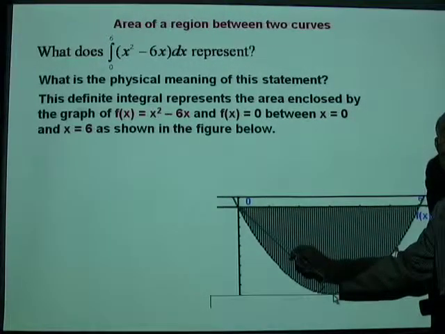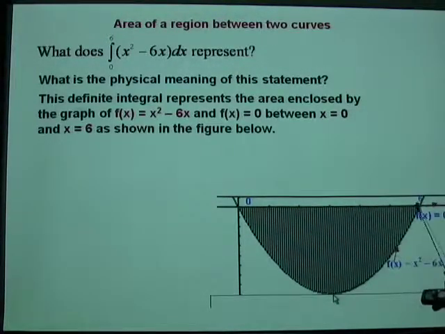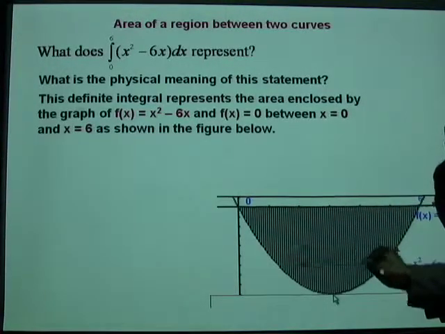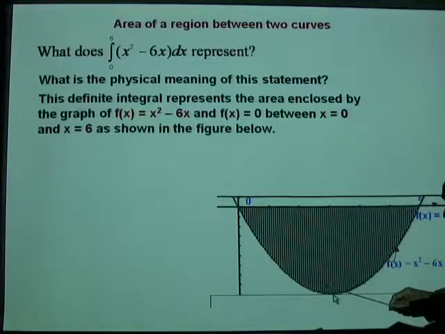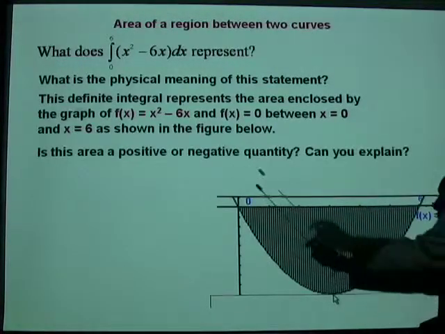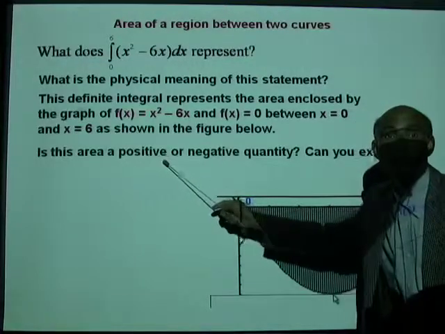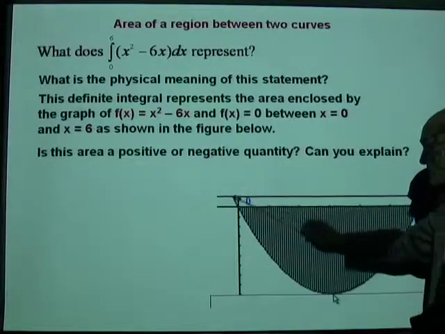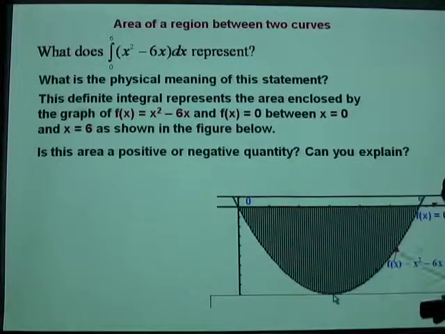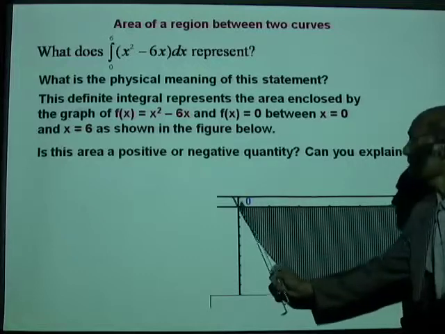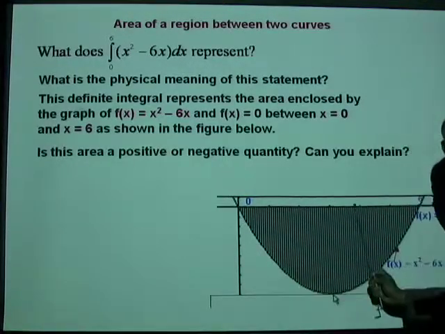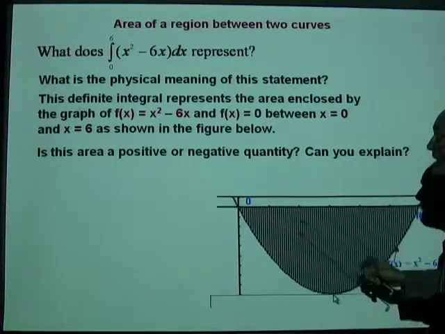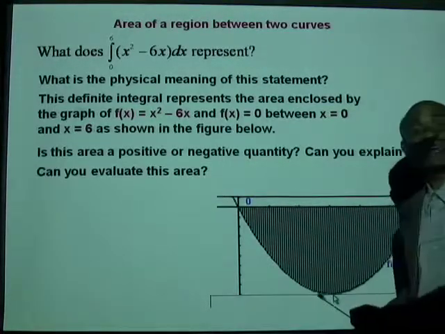And it cuts the x-axis at x equal to 0 and x equal to 6. And all that area is below the x-axis. Is that right? Yes. So, is this area a positive or a negative quantity? All of this area, the area enclosed by the graph of this function with the x-axis from x equal to 0 to x equal to 6, is below the x-axis. It means that this is a negative quantity.